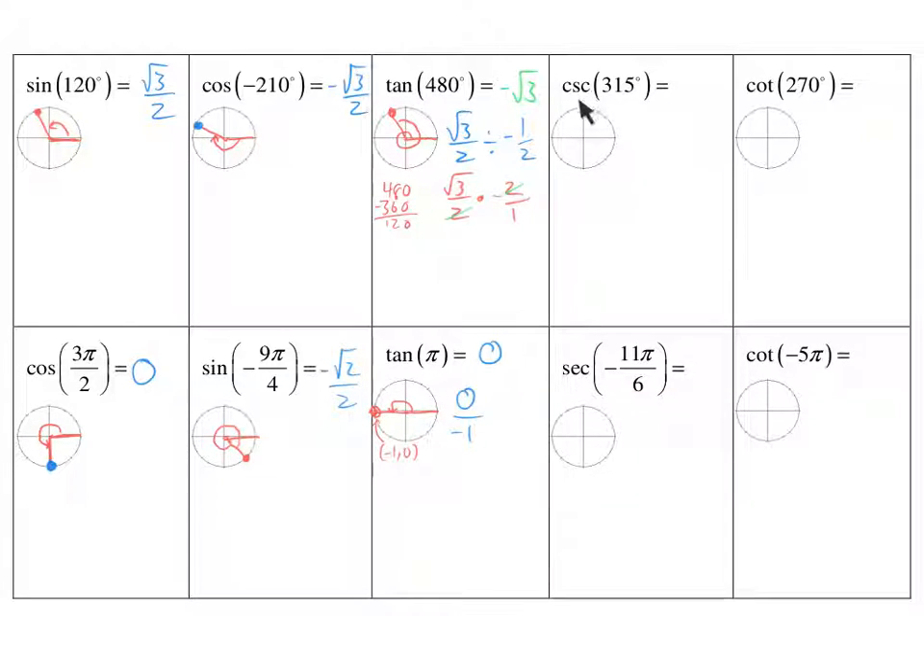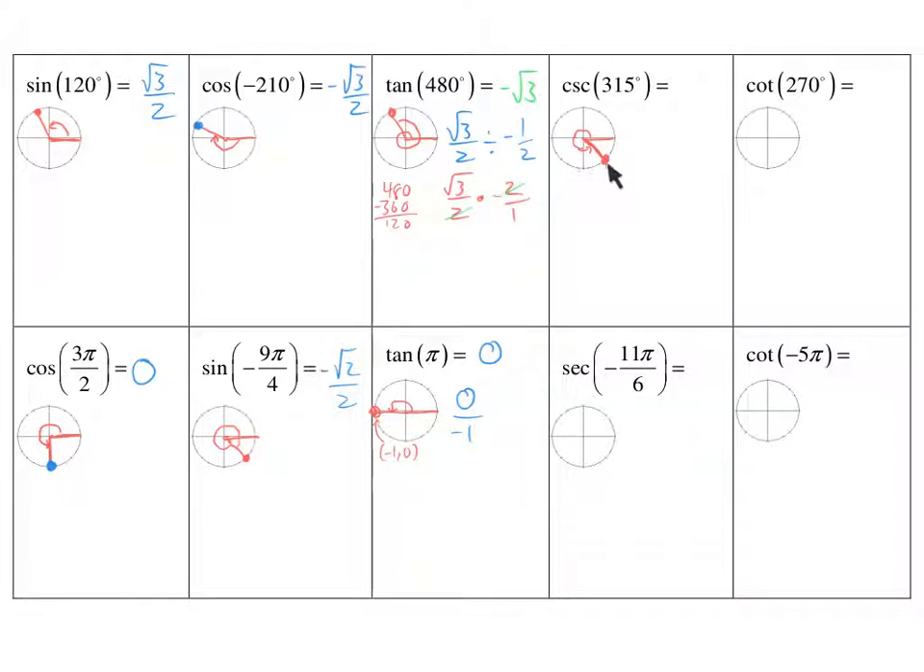So, we want to do cosecant 315 degrees. First thing we want to do is find 315 degrees. All right, so I'm going to start there. And 315, well, that's 180. That's 270. So won't 315 go right to there? That right there is 315 degrees.